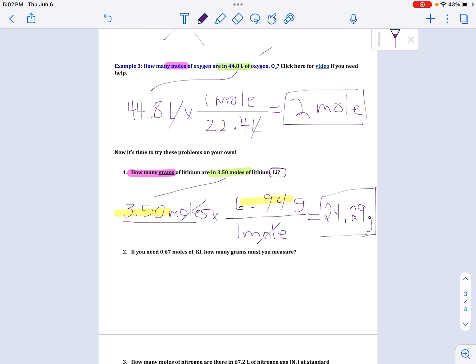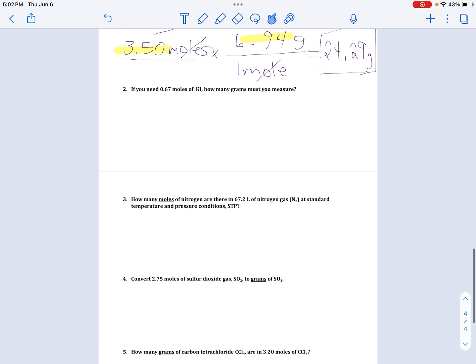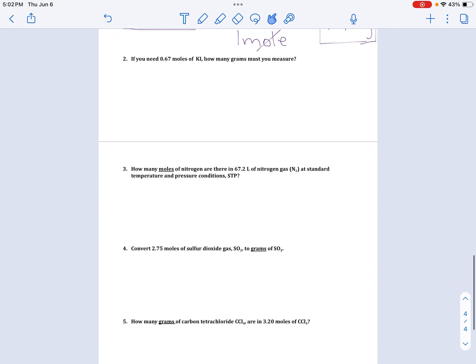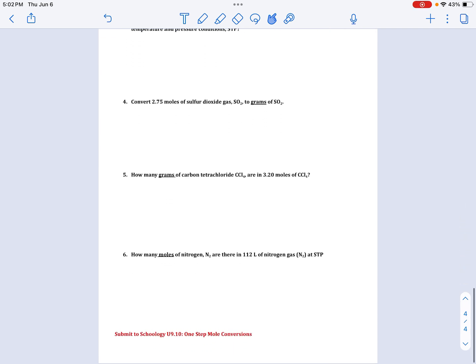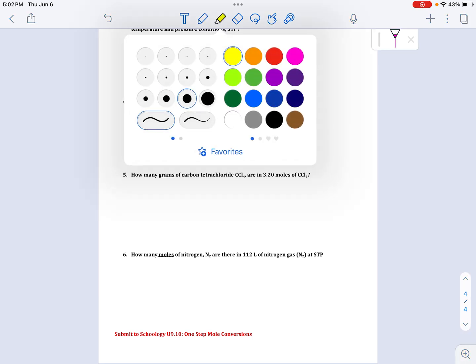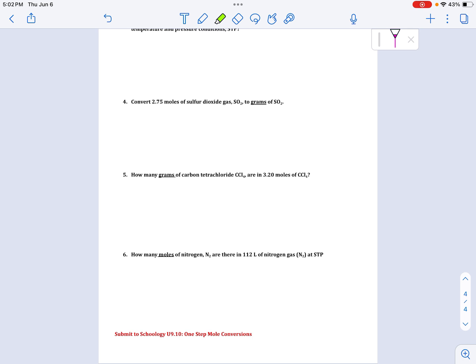I'm going to skip the next one because it's similar to the one we just did. Let's do the last one. How many moles of nitrogen are there in 112 liters of nitrogen at STP?